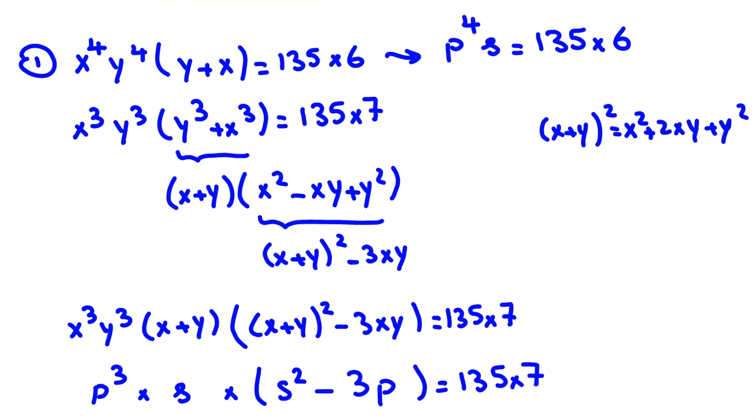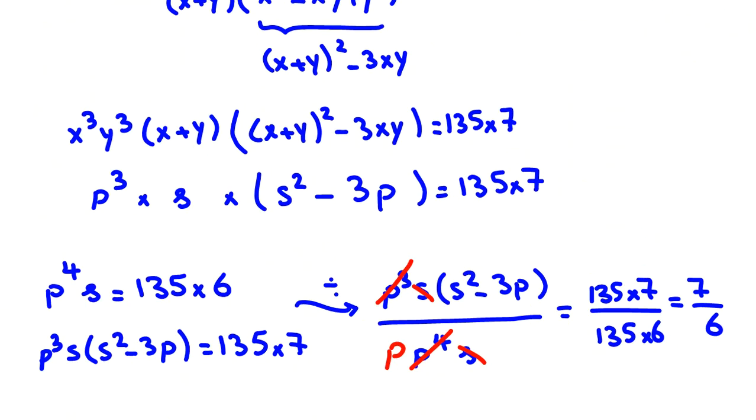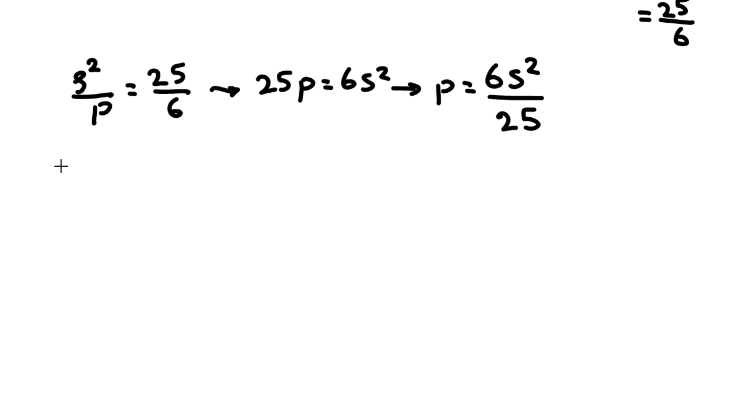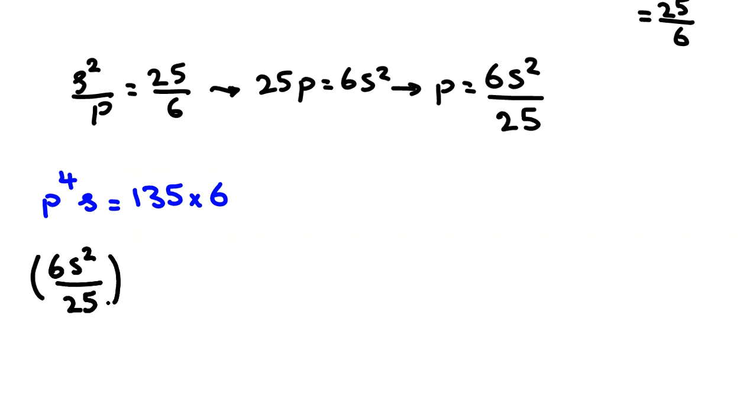So our equations were what? Let's consider, for example, this one. So we've reached this from the first equation, and now I want to use that because again I can replace p with this, so it will be what? 6s squared over 25. I replace p with this, to the power of 4, times s equal to 135 times 6. Now it will be what? 6 to the power of 4.